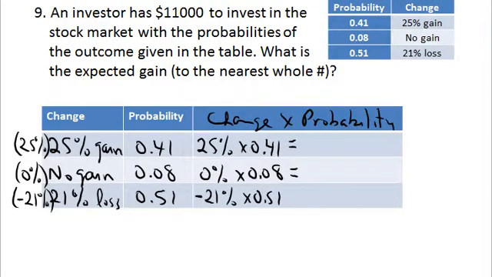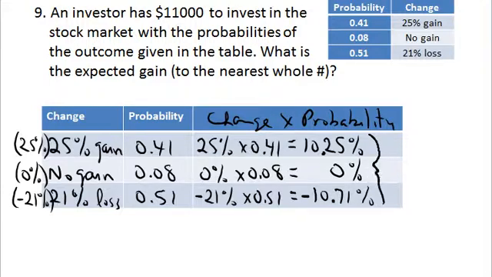0.51. Now when you multiply these out, 25 times 0.41 would be 10.25%. 0 times anything, of course, is 0, so that'd be 0%. And negative 21 times 0.51 will be negative 10.71%. And as usual, to get the expected value, you just sum up those products.